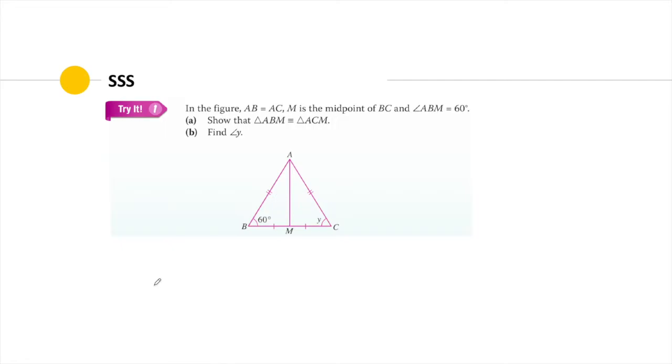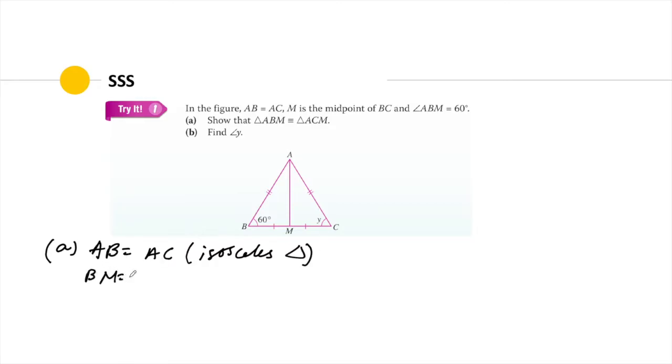First of all, SSS. In this figure, they show you two triangles where they state that AB is equal to AC, M is the midpoint, angle ABM is 60 degrees, and you want to show that ABM is congruent to ACM. So in part A, the best way to prove it would be SSS, because AB is equal to AC. This is due to the fact that they are the sides of the isosceles triangle.